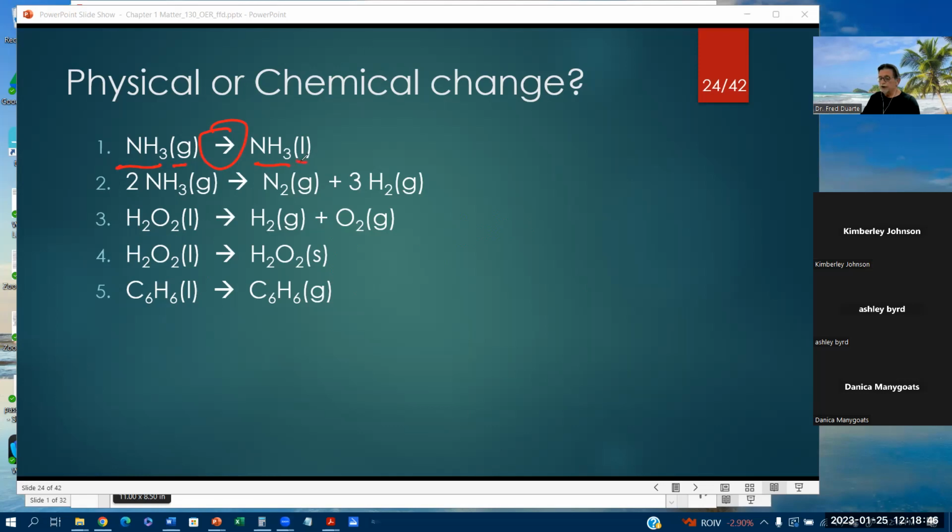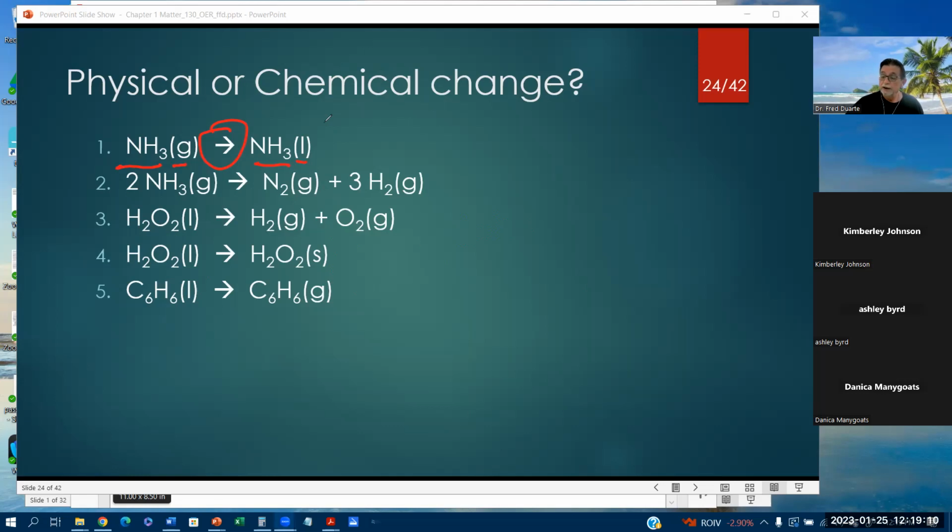But there has been a physical change because it went from gas to liquid. Now, NH3, I'll let you know what that is. It's called ammonia. So here, ammonia went from the gas phase to a liquid phase. So going from gas to liquid, the chemical structure has not changed.